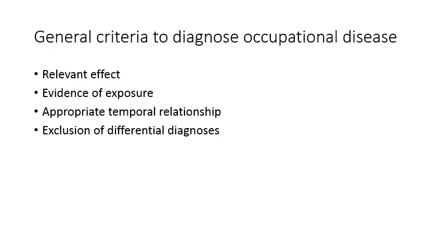How do we diagnose an occupational disease? In general, the diagnosis of any occupational disease can be based on four basic criteria. The criteria are: presence of relevant effect, evidence of exposure, appropriate temporal relationship, and exclusion of differential diagnoses.